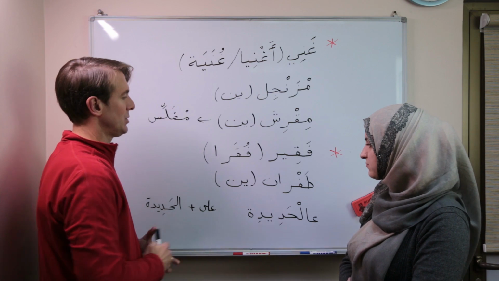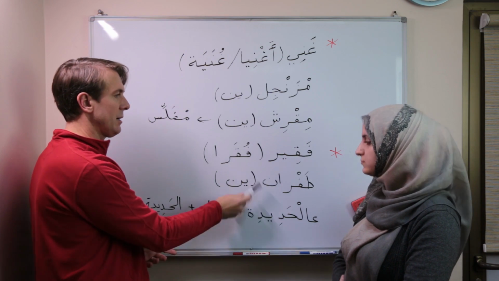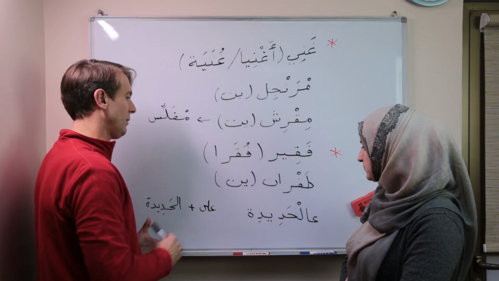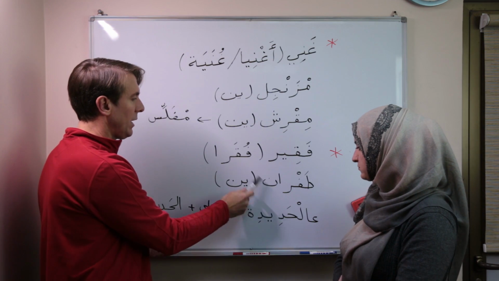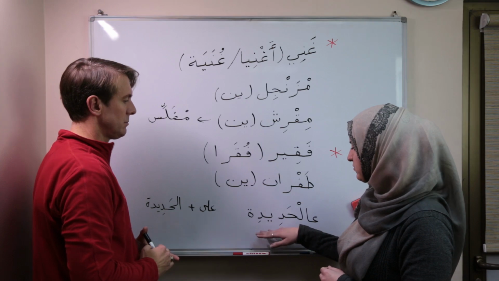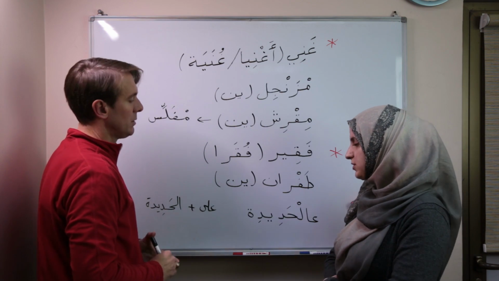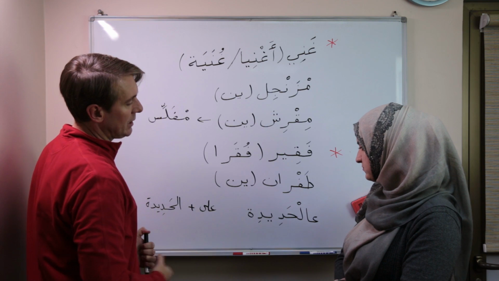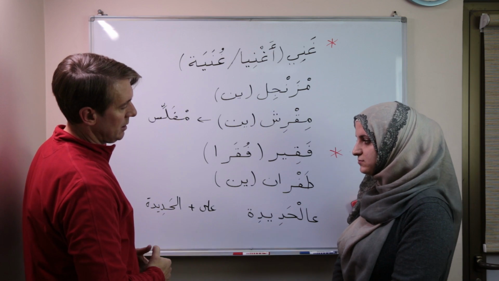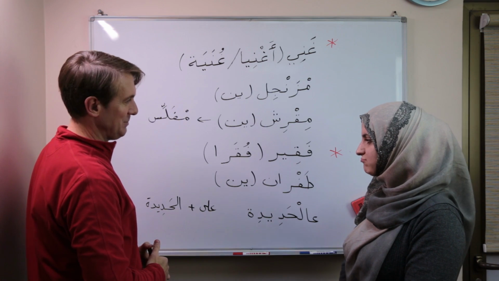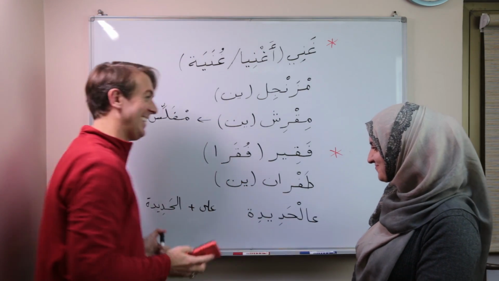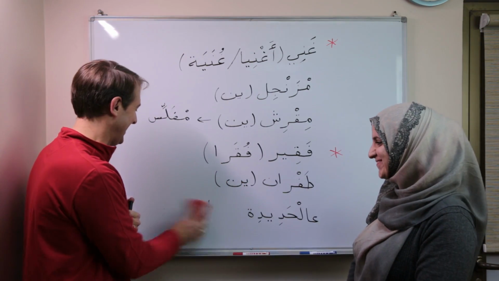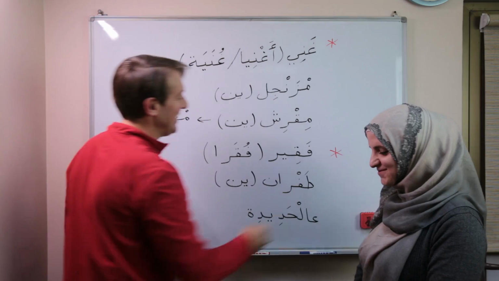Maybe like broke. So these two have the same meaning, right? Is one stronger than the other? Maybe ala el hadida is stronger. Yeah, so this one means very strong, meaning that he is broke and destitute, he's got nothing, right? All right.